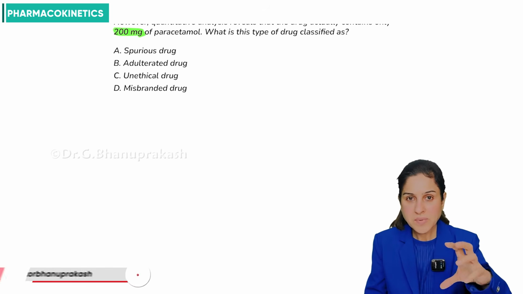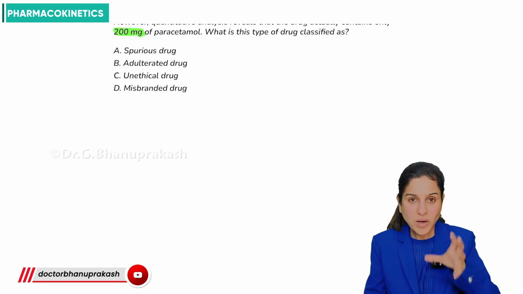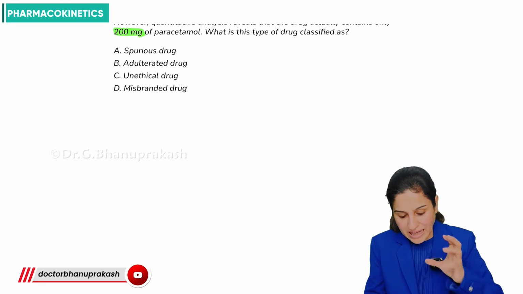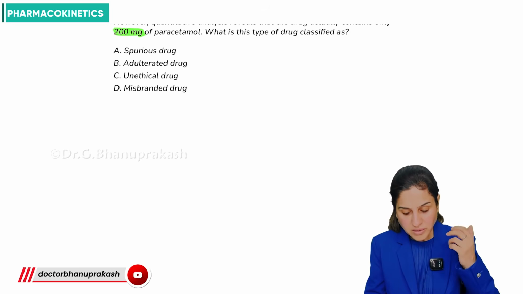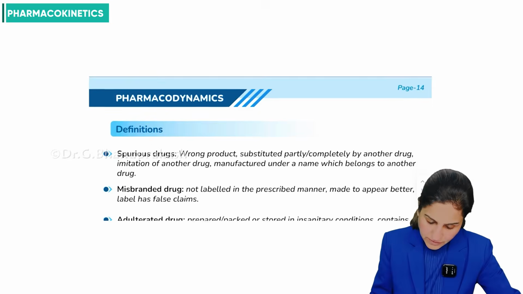So the strip says 500 milligrams paracetamol, but actually there is only 200 milligrams of paracetamol. So what kind of drug is it? What kind of a counterfeit drug is it? Let's see the different definitions here, and then we come back to the answer.